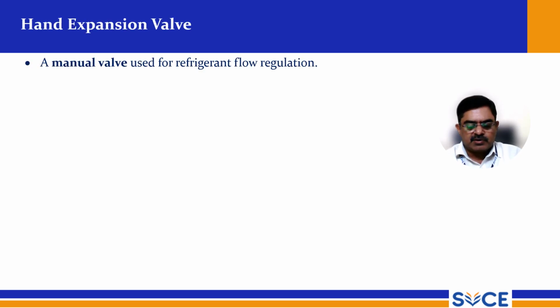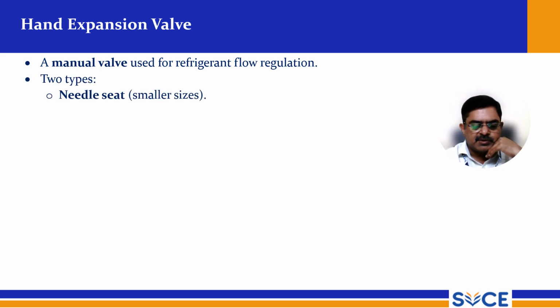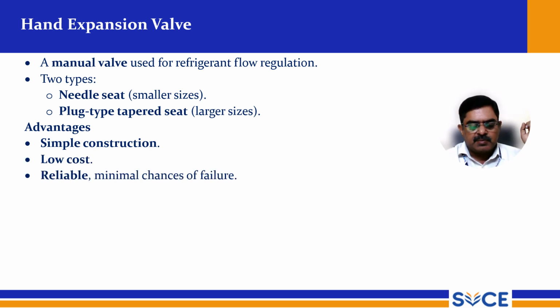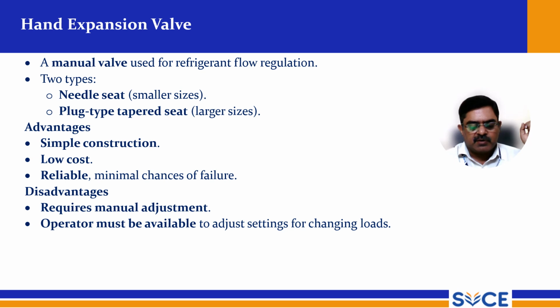So the hand expansion valve is the last type of expansion valve. It is a manual valve used for refrigerant flow regulation. There are two types: the needle seat, which is a smaller size, and the plug type tapered seat, which is large size. The advantages are that it is small, simple in construction, low cost, reliable, and has minimal chances of failure. The disadvantage is that it requires manual adjustment. The operator must be available to adjust settings for changing loads.